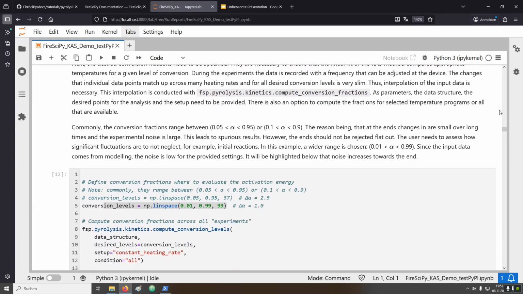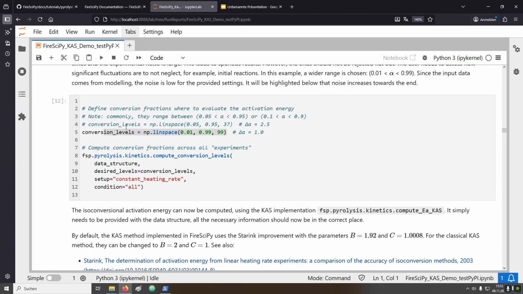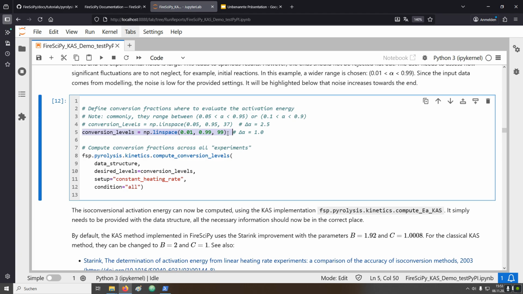In the following step, a set of desired conversion levels needs to be defined. They are used to interpolate the data from the temperature programs to the same conversion points. Typically, they range from 5% to 95%, sometimes also from 10% to 90%. This depends a bit on the data quality. The spacing is 1%. Here, the input is model data with very little noise. Based on this, I have chosen a range between 1 and 99%. In the next video, I will show an example with experimental data.